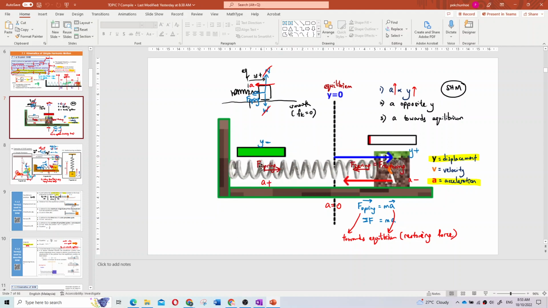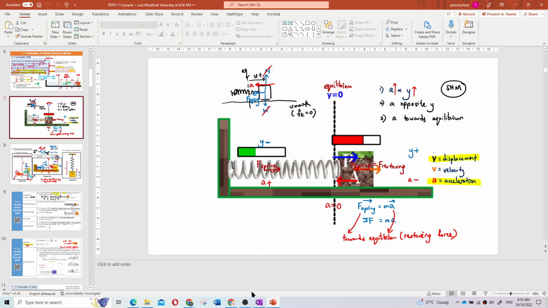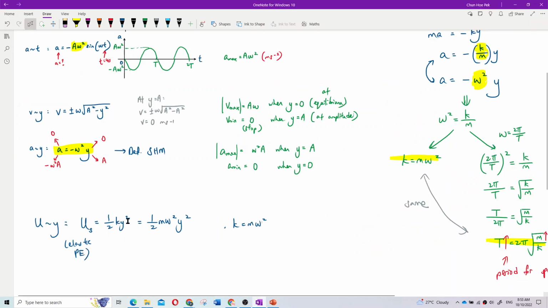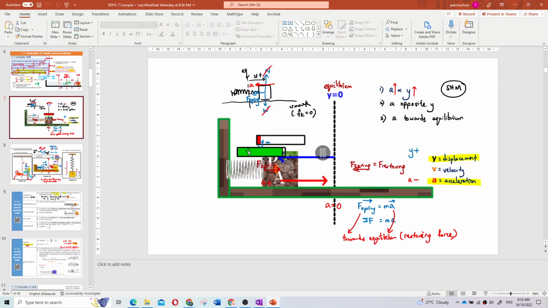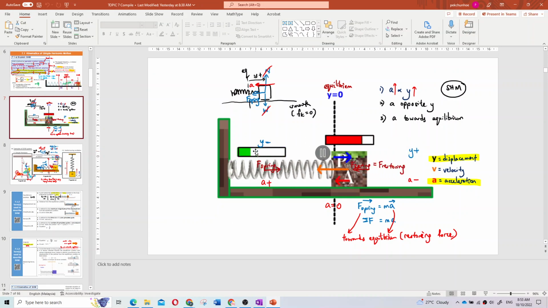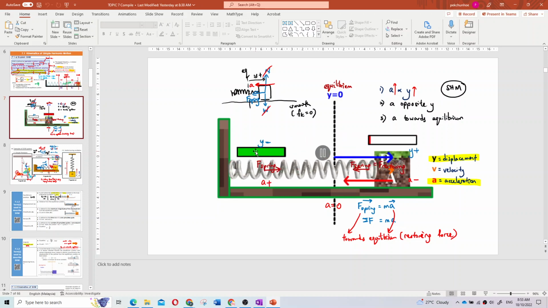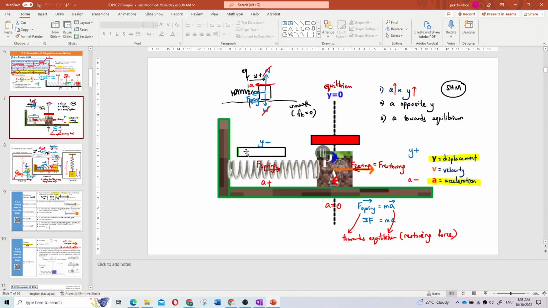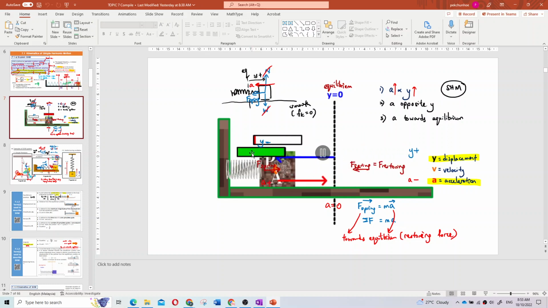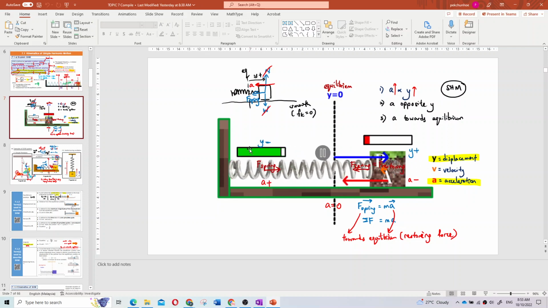Okay, look at this green bar. I want you to focus on the green bar. I want to ask you, when is the potential energy minimum, zero, and when is the potential energy maximum? At what position? Look at the green bar. The green bar actually represents the elastic potential energy in the spring. That's why I put it beside the spring. So, when is the elastic potential energy maximum, class?